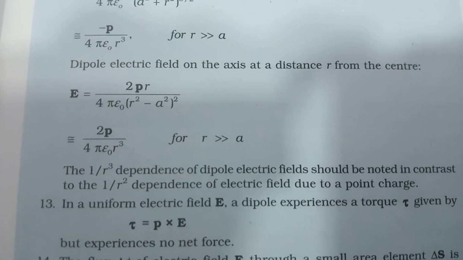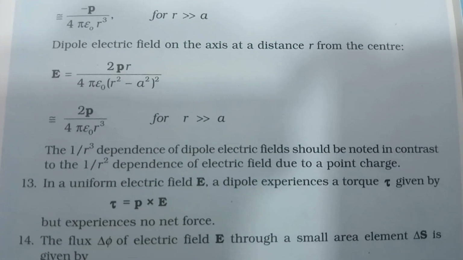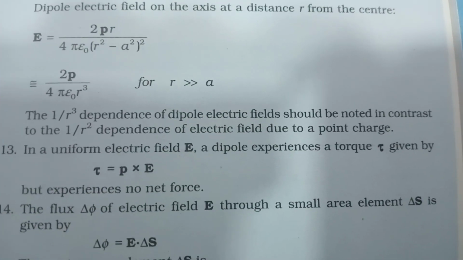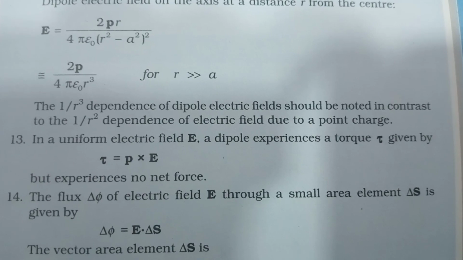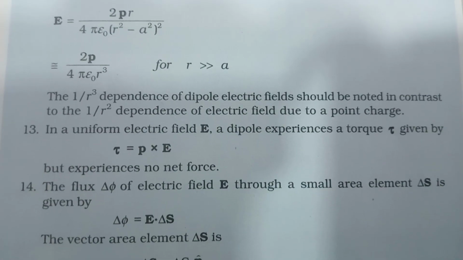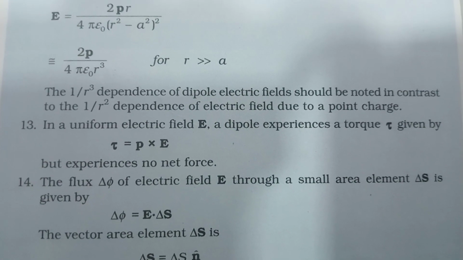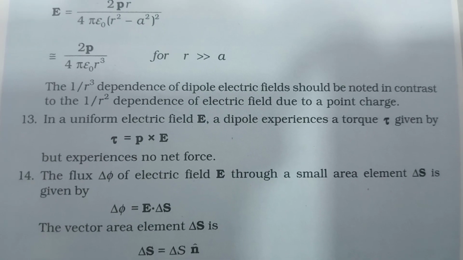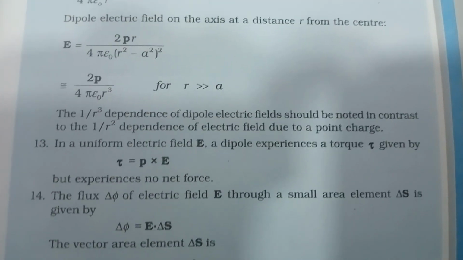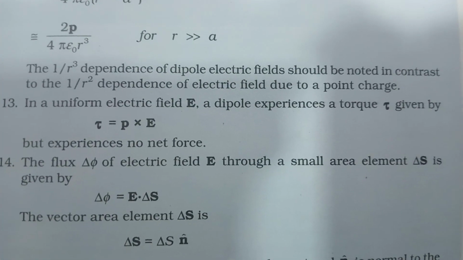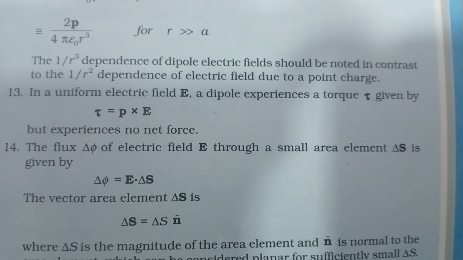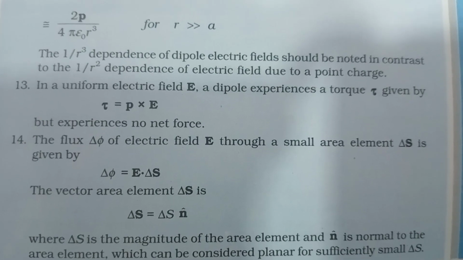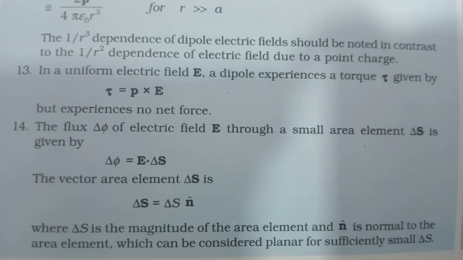The dipole electric field on the axis at a distance r from the center is given by E = 2pr upon 4 pi epsilon naught (r square minus a square) whole square, that is equal to 2p upon 4 pi epsilon naught r cube, where a is much smaller than r. The 1 upon r cube dependence of the dipole electric field should be noted, in contrast to the 1 upon r square dependence of the electric field due to a point charge.